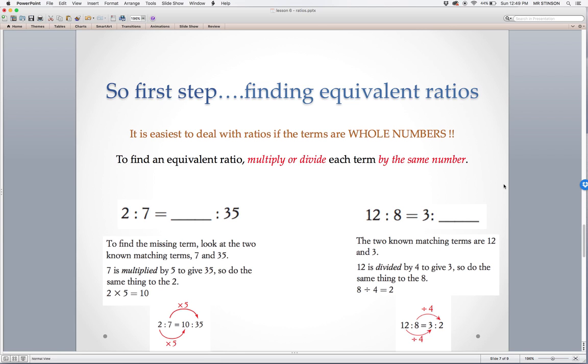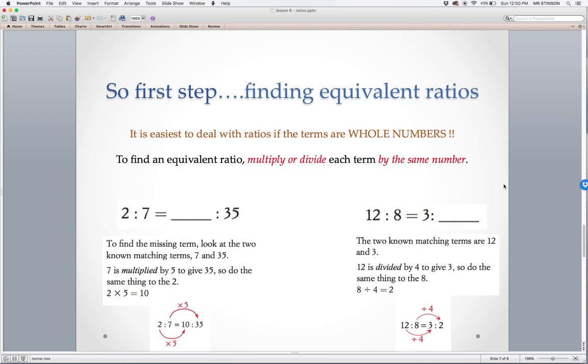I've got 2 examples below. Let's look at the first one on the left. The ratio you've been given is 2 to 7. We need to fill in the blank here to find an equivalent ratio where the second term is no longer 7 but 35. To do this, look at the 2 known matching terms, 7 and 35. They're matching because they are both on the same side of the colon in the ratio.